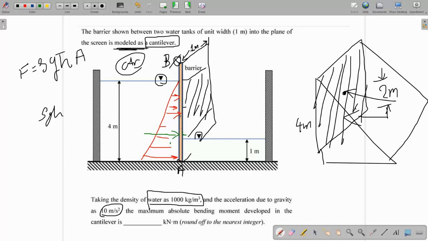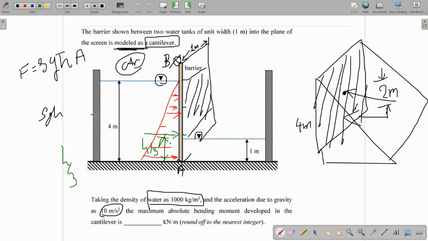So how to find the distance? Here you can see that this is a triangle, so the CG is h by 3 from the bottom. So this distance will become 4 by 3.